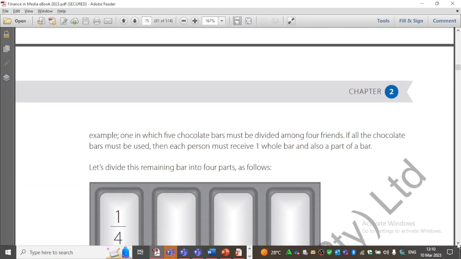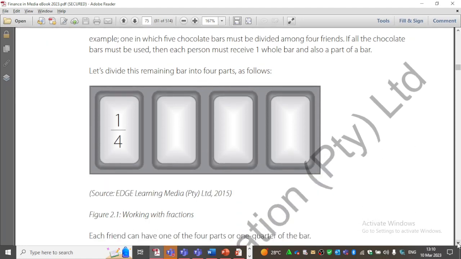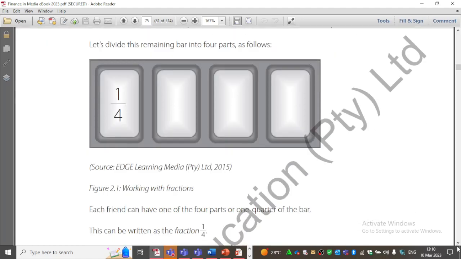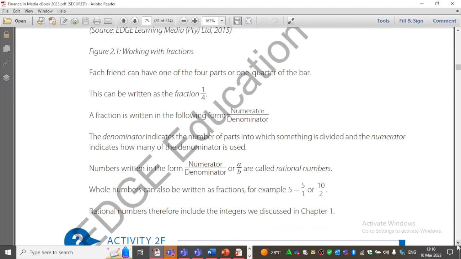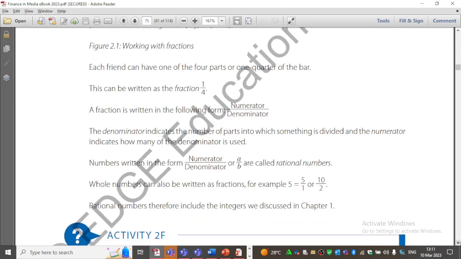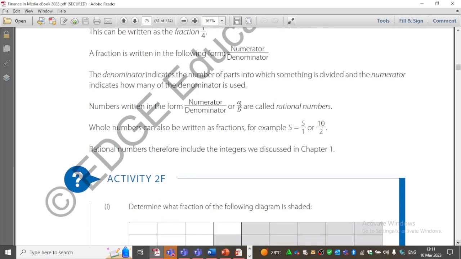Okay, my laptop seems to be a bit slow. I don't understand why. So here is another type of fraction. Here they're showing you a fraction with a numerator and a denominator from your textbook, and this can be expressed as a over b, and it's also known as a rational number.